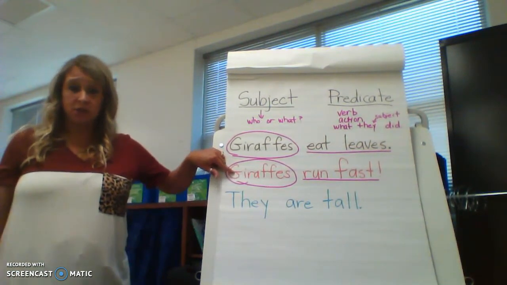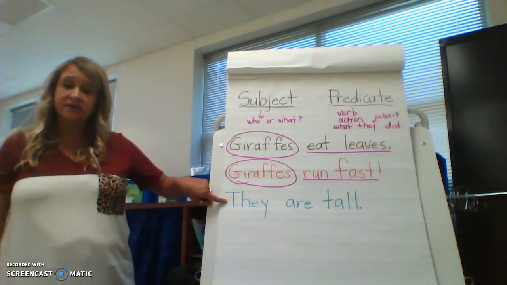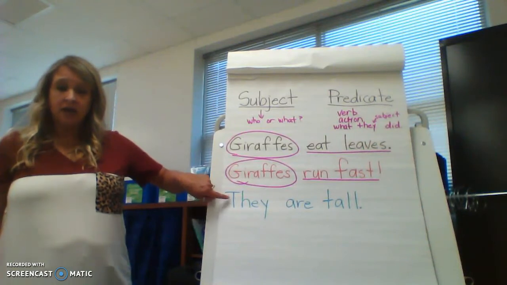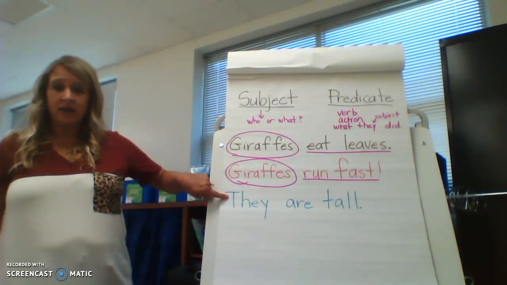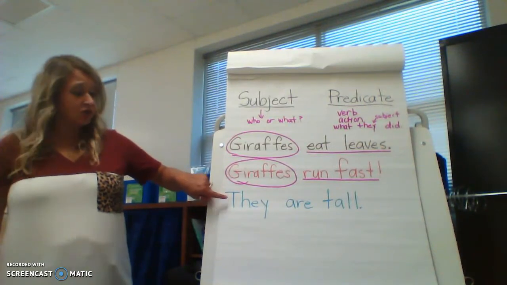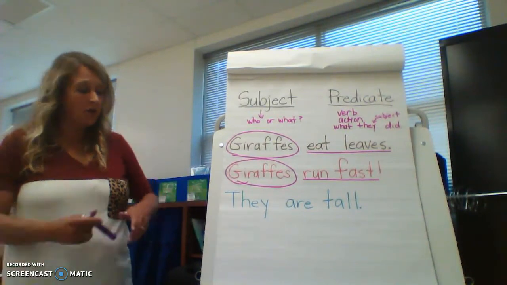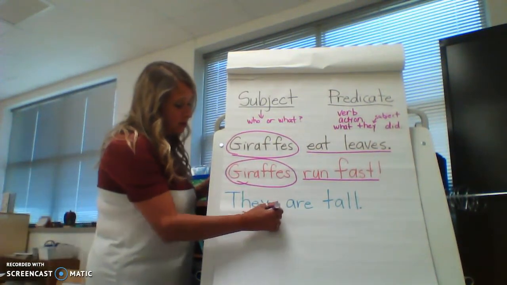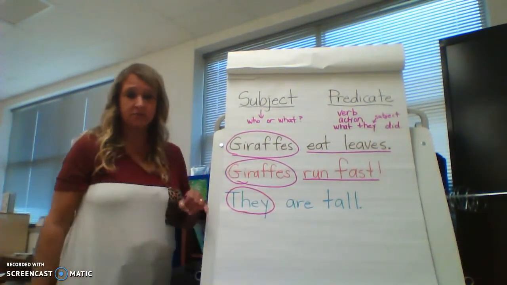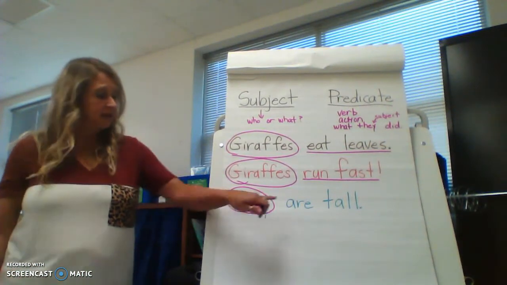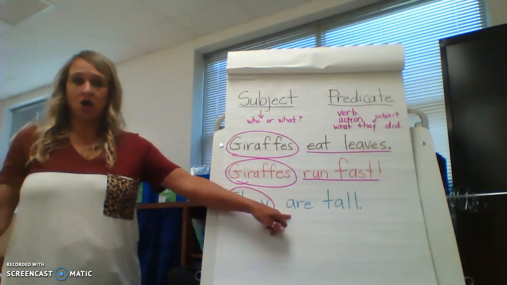You are absolutely right. But I used a different word this time. I used a different word instead of giraffes again. So the giraffes are tall, but in this sentence, they are tall. So I'm going to circle the word they for my subject. They are what? Are tall.